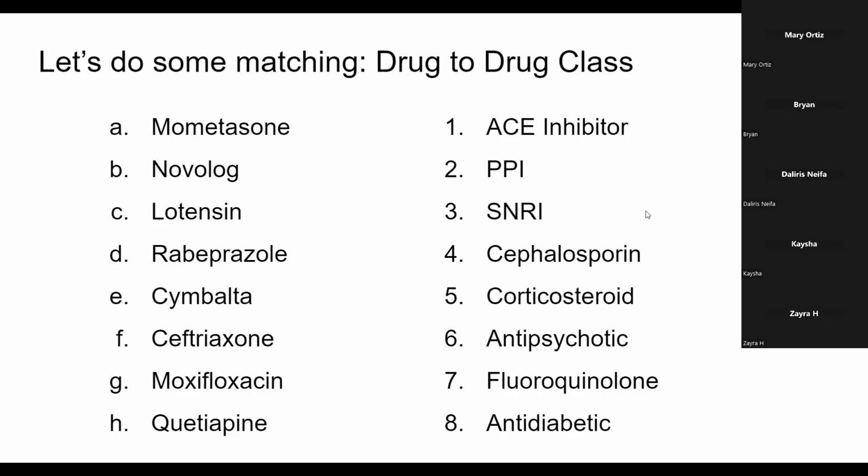Ceftriaxone is F, that's also known as Rocephin. F goes with cephalosporins. Moxifloxacin or Avelox, Vigamox are fluoroquinolone antibiotics. So G goes with 7, fluoroquinolone. And H is quetiapine, Seroquel. Seroquel goes with our antipsychotic medications, which is 6. Okay.